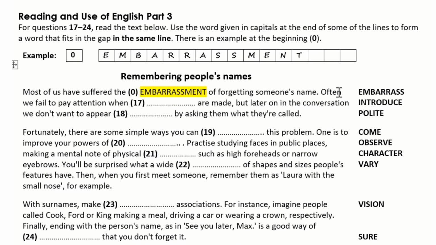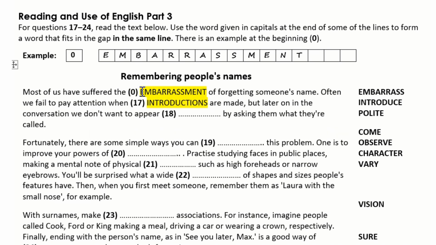Now, the next one, often we fail to pay attention when something are made. And they give you the word introduce. The word that you need is another noun. Okay, so the noun from introduce is introduction. That's fairly simple. But that verb there, are made, tells you that this can't be introduction, but introductions plural, when introductions are made. So that's a typical kind of trap that they set.